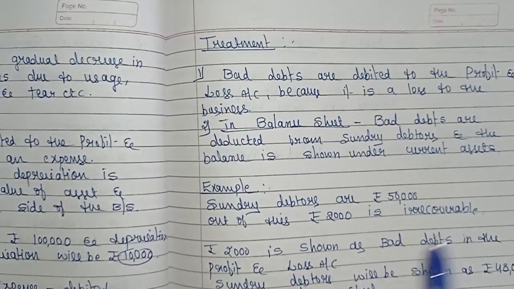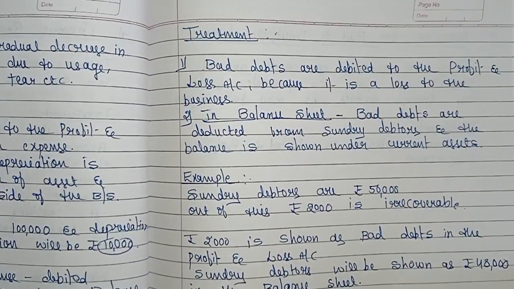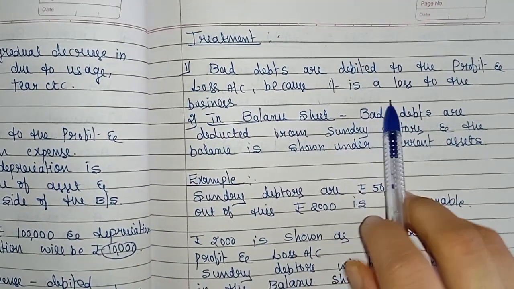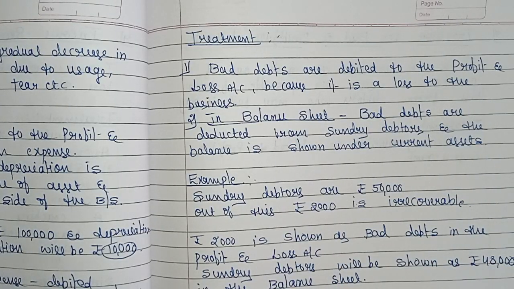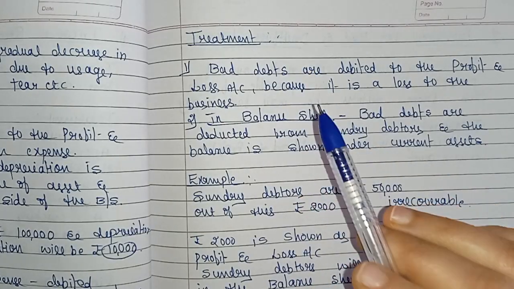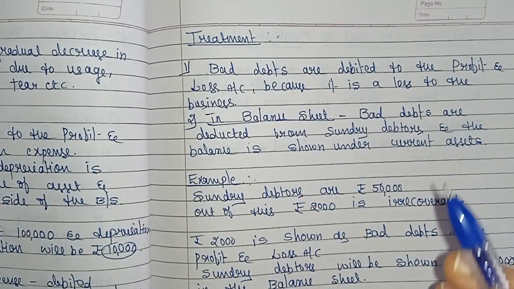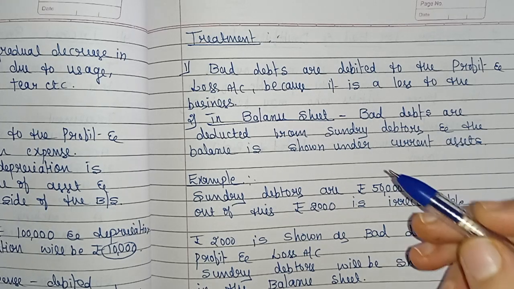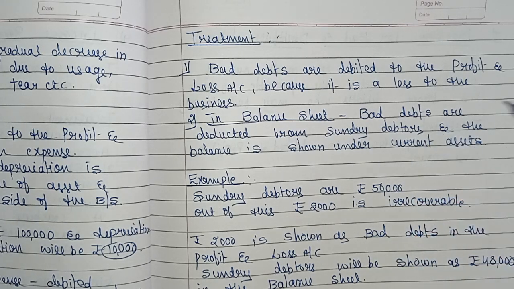See here, bad debts are debited to the profit and loss account because it is a loss to the business. Means these bad debts are an adjustment because the loss is related to the current accounting year. And bad debts, which are debited to the profit and loss account, are indirect expenses like depreciation, means they are not directly related to the purchase, production or manufacturing of goods. So write down the bad debts and the amount of bad debts.